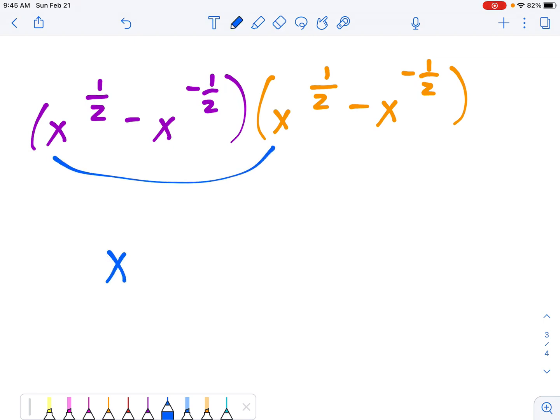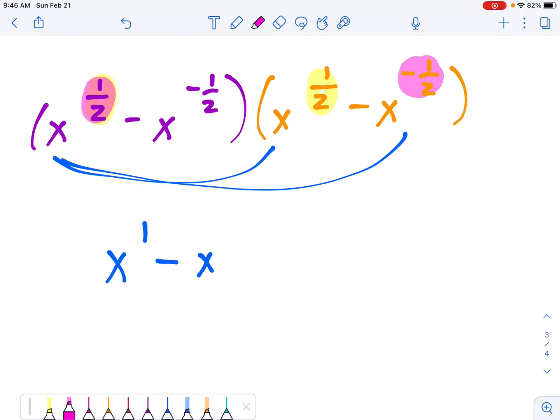So when we multiply, what do we do with our exponents? We add them. 1/2 plus 1/2 is 1. Then when we multiply here, we'll have a negative x. But when we add our exponents, 1/2 plus a negative 1/2, well, those are going to cancel each other out to give you 0.